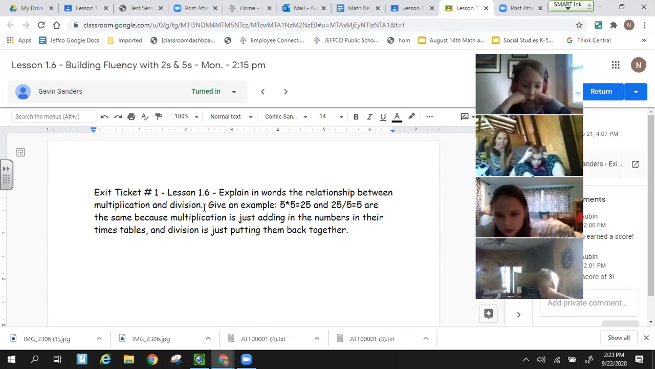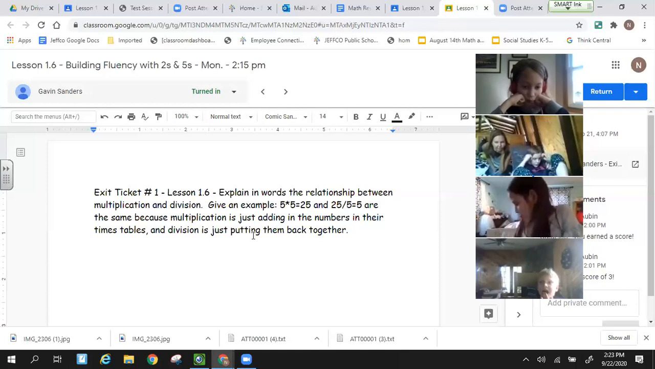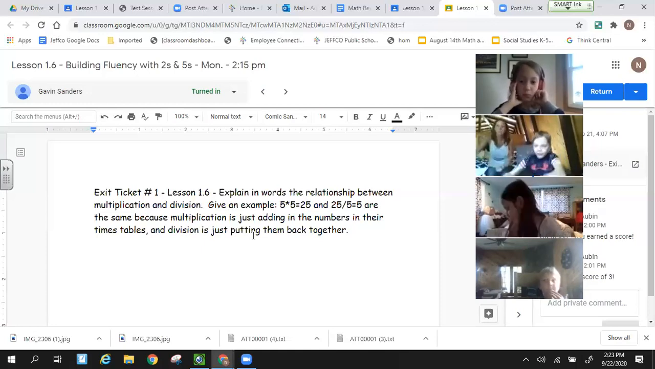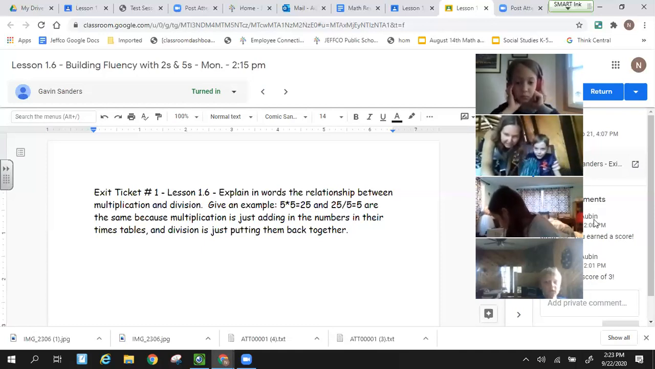So here's what Gavin wrote. He said the example was 5 times 5 equals 25, and 25 divided by 5 equals 5 are the same because, not exactly the same, but multiplication is just adding in the numbers like equal groups in their times tables, and division is just putting them back together. So I thought that was interesting, but I kind of reworded that a little and gave another explanation. So when you're multiplying, you're adding equal groups, and when you're dividing, you're taking the total and putting them into equal groups.